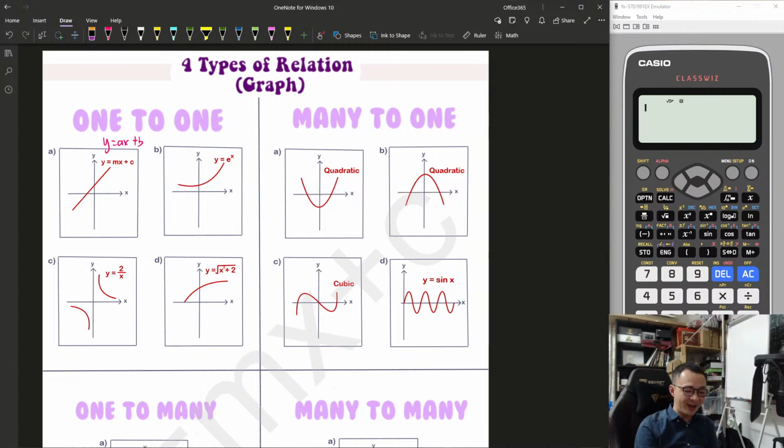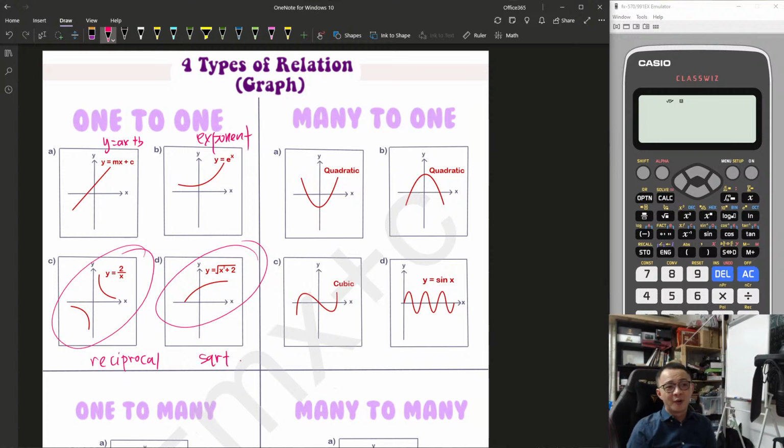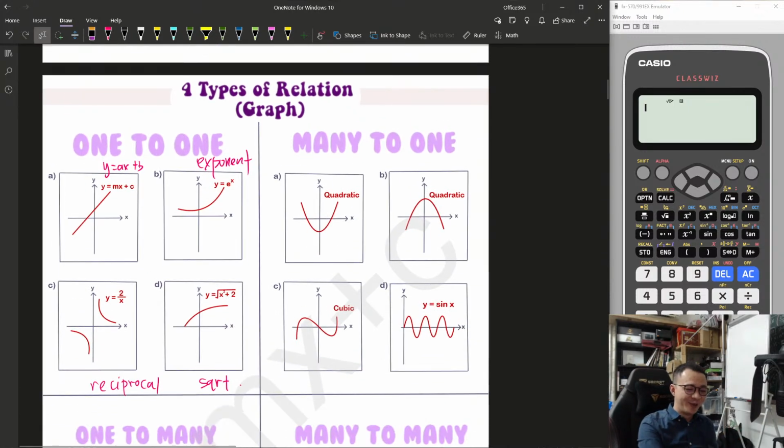Sometimes you might have the square root graph, which is also a 1-to-1 function. This one we call the reciprocal graph, this one the exponent graph, and this one the square root graph, or x power half. All these graphs are considered 1-to-1. Later I will explain further about graphs using the horizontal line test. I believe you should read this in your reference book; some reference books call it the vertical line test.